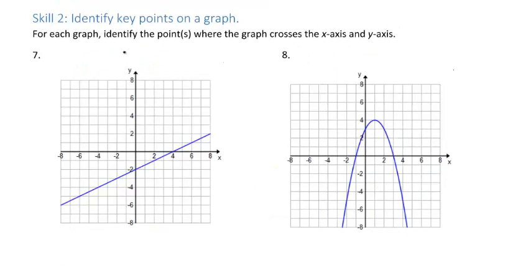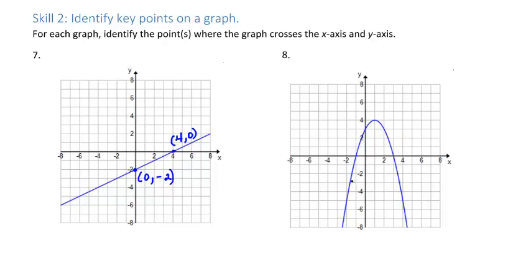The next skill is to identify key points on a graph. For 7 and 8, we need to identify where the graph crosses the x and y axes. We'll learn these are called intercepts. For number 7, we have a line that is crossing the x-axis at this x value of 4 and the y-axis at a negative 2. So the corresponding ordered pair would be 4, 0, and then 0, negative 2.